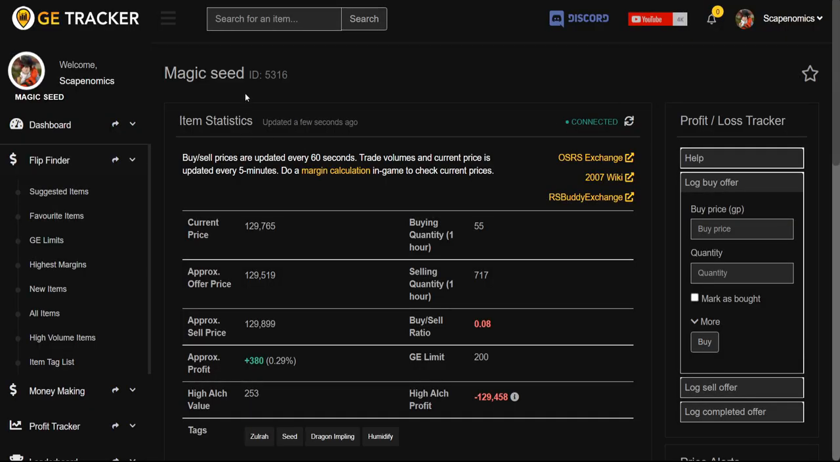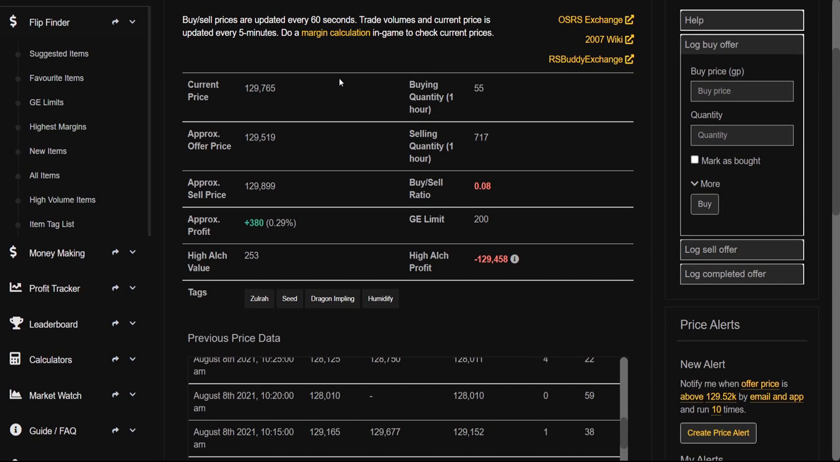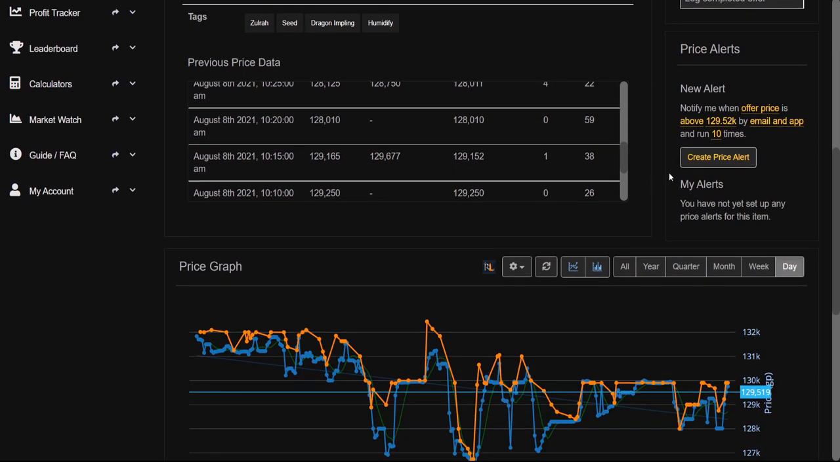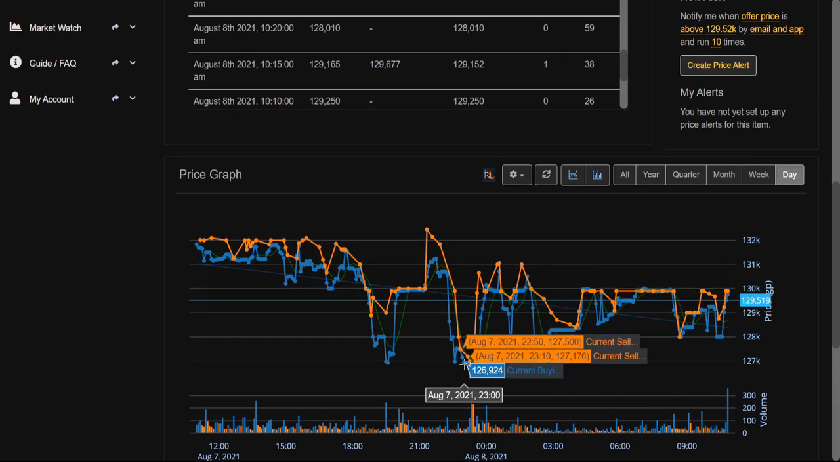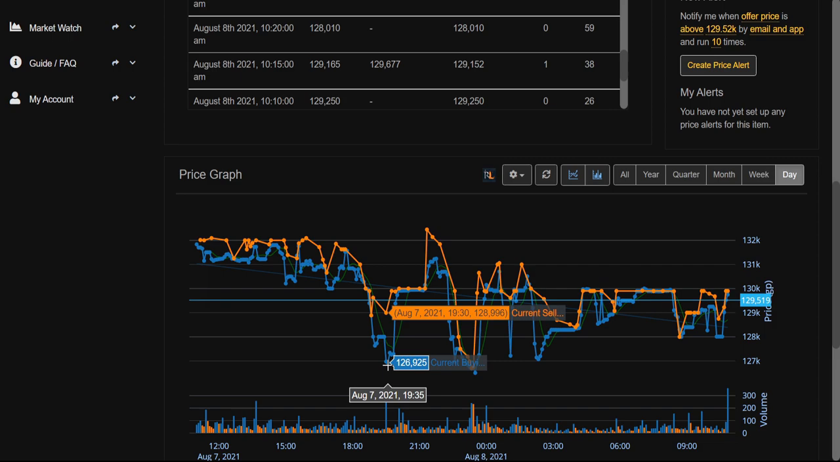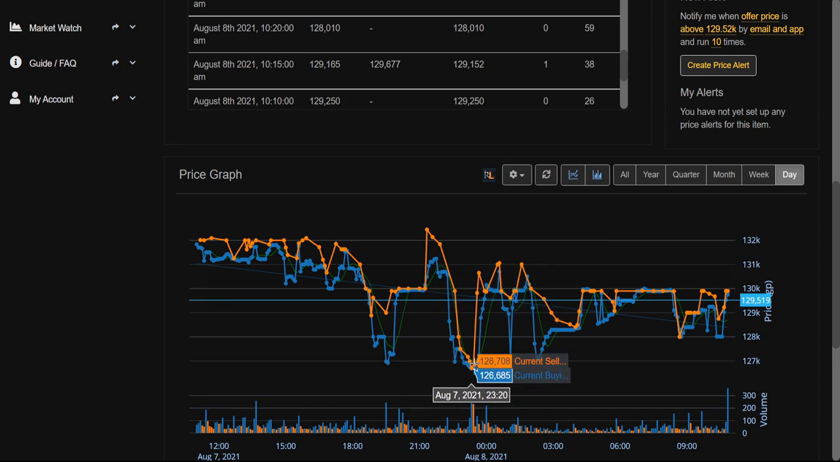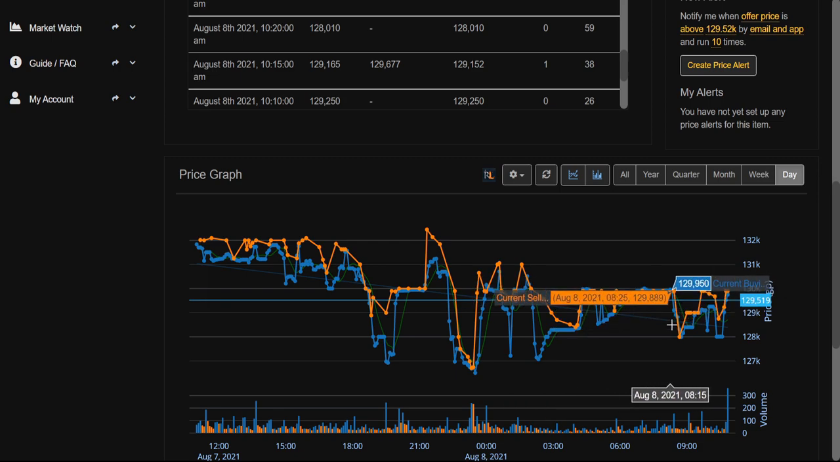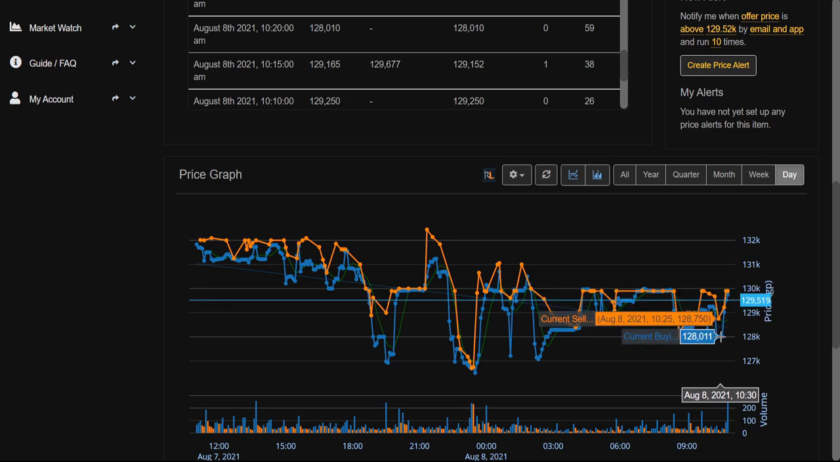Now, these are not necessarily high volume, but they are a really good overnight flip because the quantity traded is a little bit less than some of that really high volume stuff. So you see massive fluctuations like this. On the daily graph, we're seeing the magic seeds dip all the way down to like 127K consistently. We're seeing tons of dips and then recoveries after that going all the way back up to like 130K. So there's a lot of inconsistency on those magic seeds right now. And I do want to take advantage of that because I think we can make some good money.